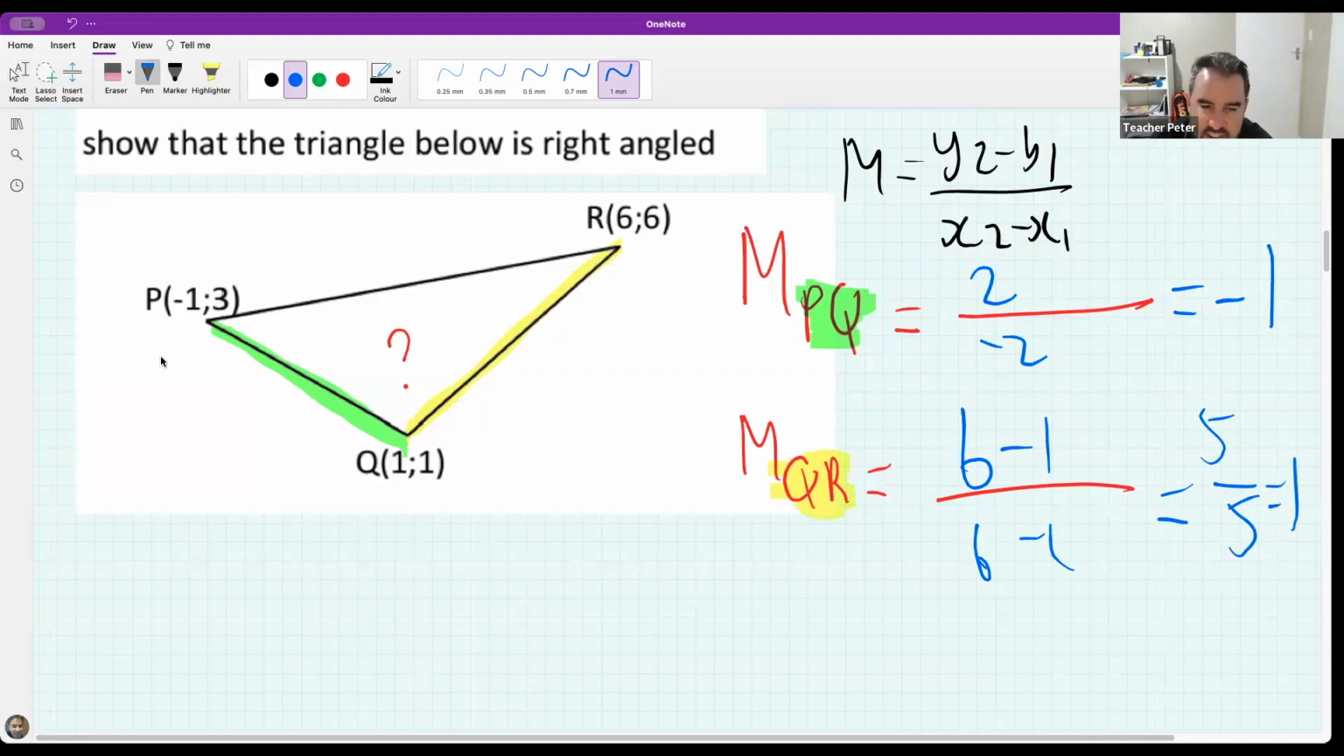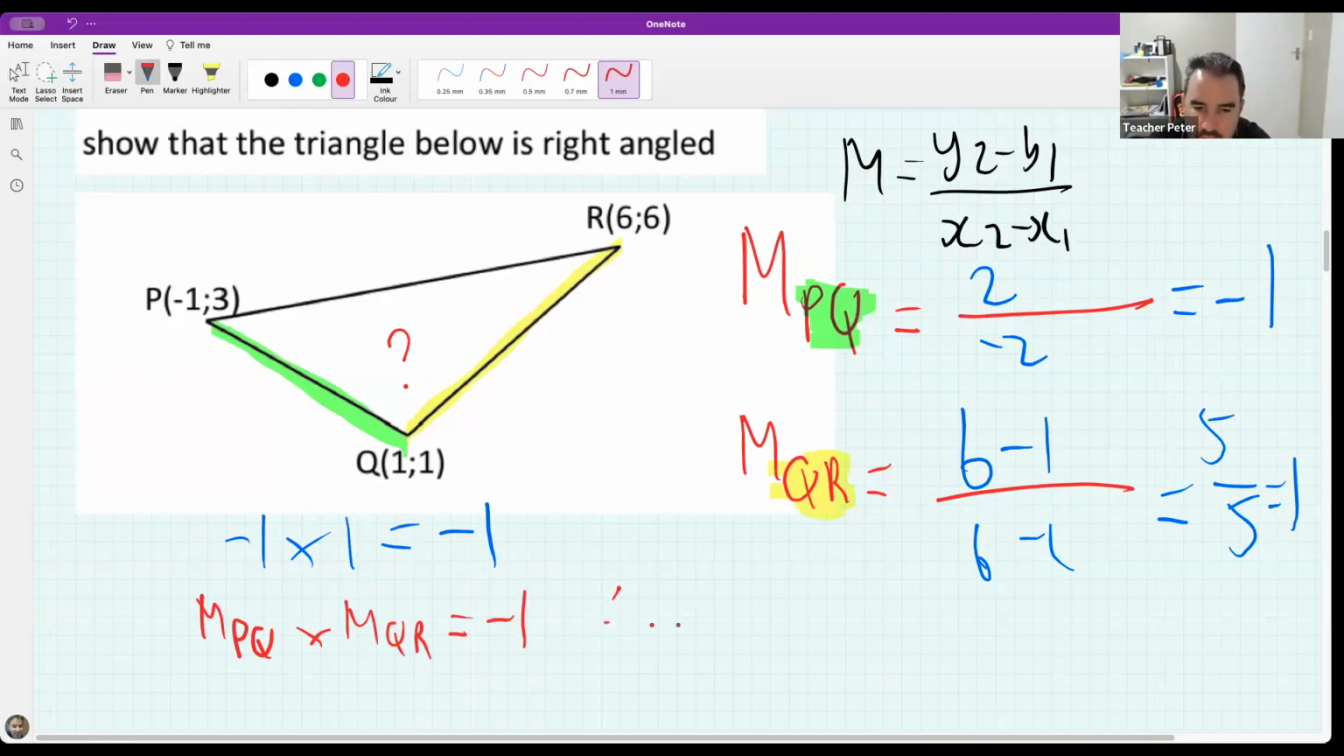And this is fantastic news because, watch this. If you go -1 times 1, you get -1. So what that means is the gradient of PQ times the gradient of QR equals -1. Therefore, angle Q, or angle PQR, must equal 90 degrees. And so we have proved that this is a right angle because of the relationship between the gradients.